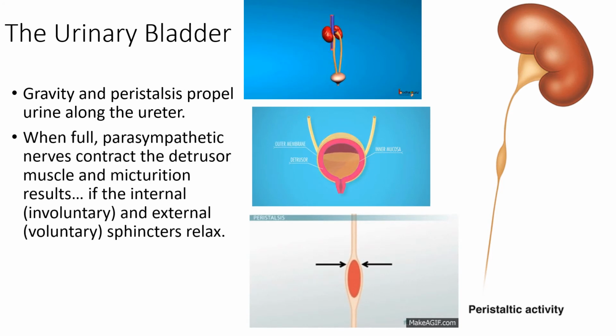Okay, so when the bladder is full, your parasympathetic nerves will contract the detrusor muscle, and micturition will result. Micturition just means urination, or having a wee, but micturition is the textbook term. You'll only get micturition if the internal sphincter, which is under involuntary control, that's when you get the urge, and the external sphincter, which is under voluntary control, relax.